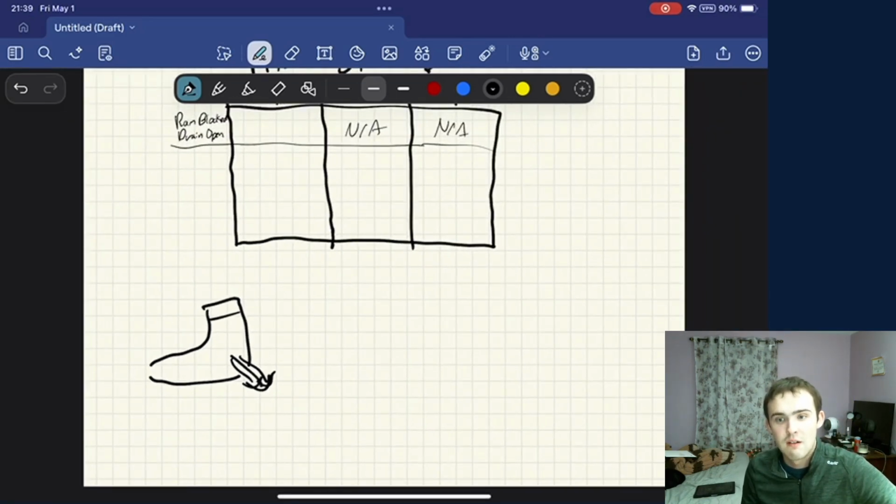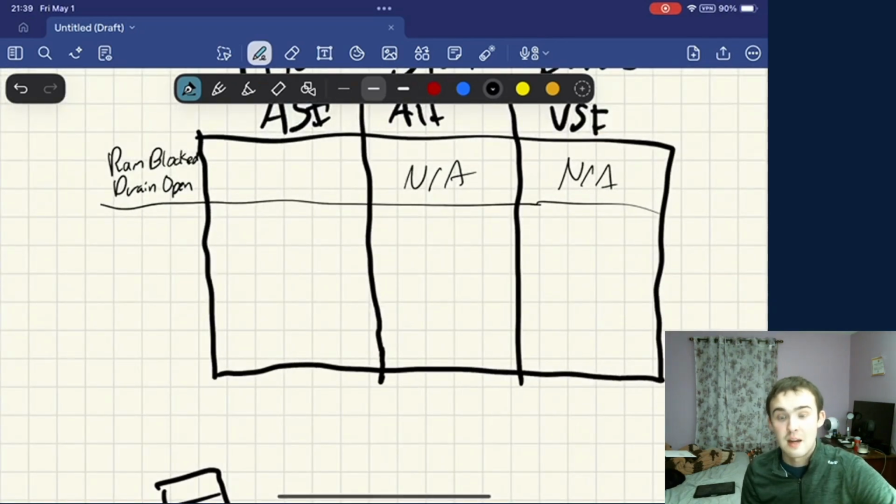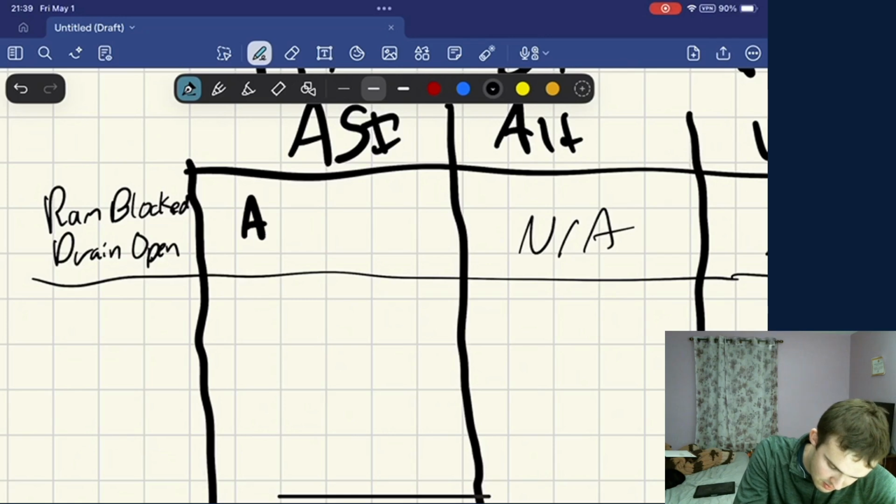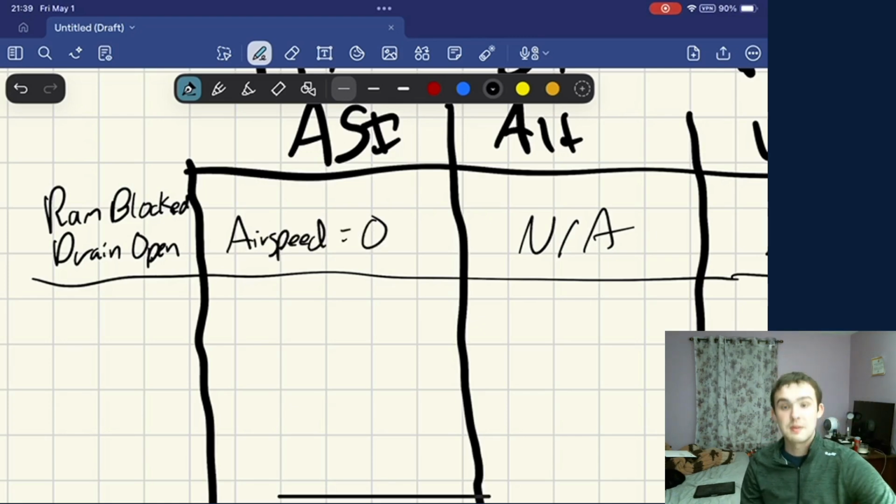There is no ram pressure, which means all there is is static pressure, which means the ram pressure that our airspeed indicator is receiving is going to be equal to static pressure. Airspeed, let me grab the thinner one rather. Airspeed is going to be 0. Super duper easy.